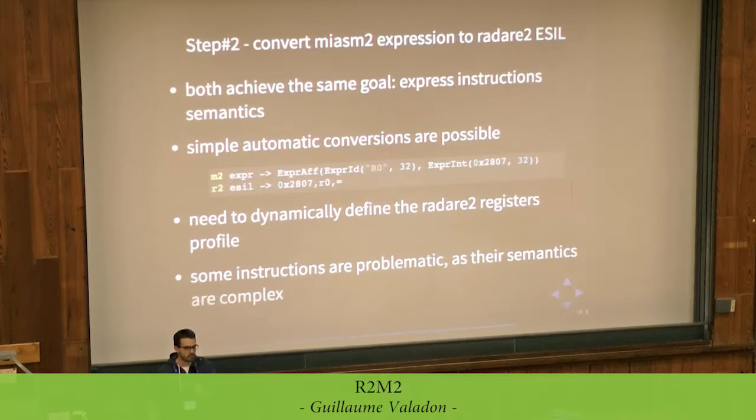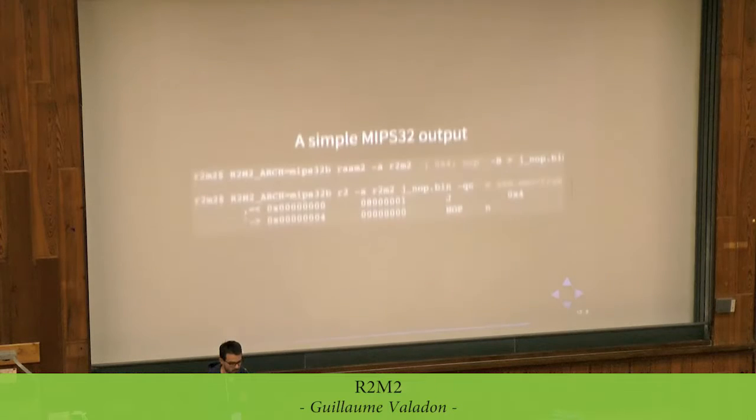Step 2, more complicated, is to take Miasm internal expressions to ESIL. Again, that's the stuff Julien presented this morning. A Miasm expression is something like that. That's kind of big. You have an affectation of an int value, that's my birthday by the way, into a register. And ESIL is like RPN stuff, you don't want to mess with that. It's too complicated. The idea is to convert from Miasm to radare on the fly.